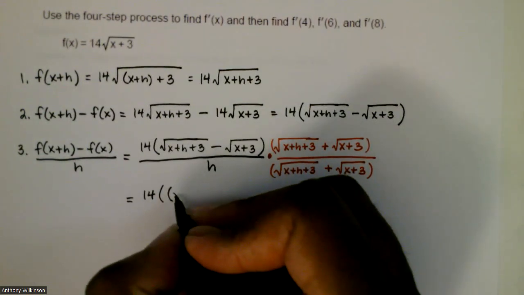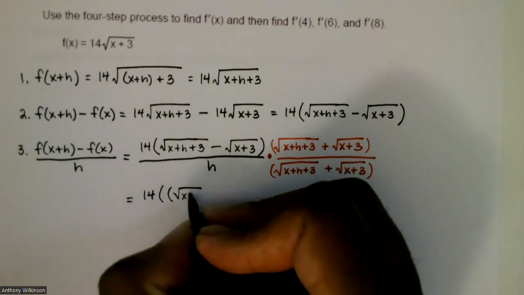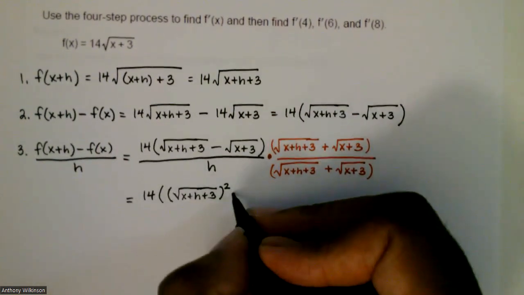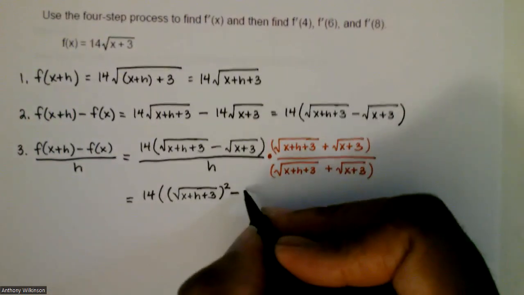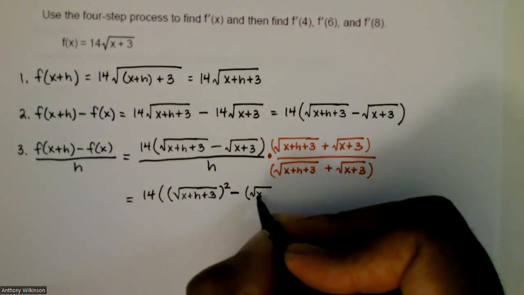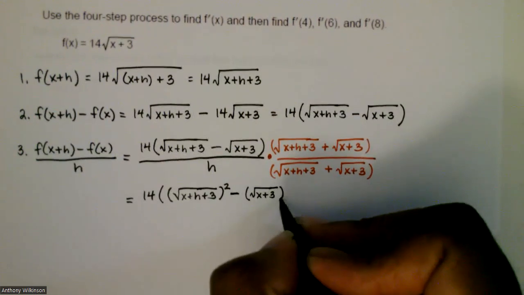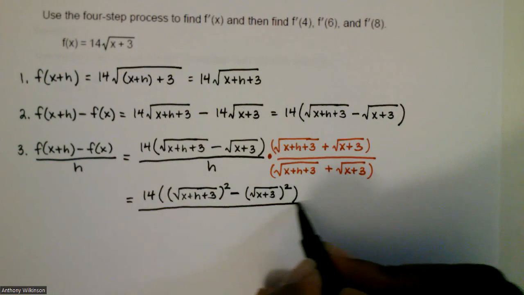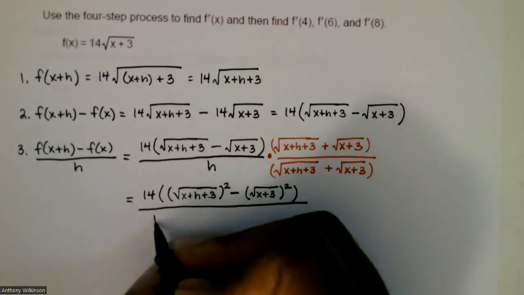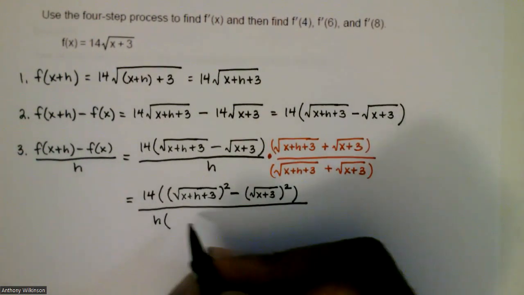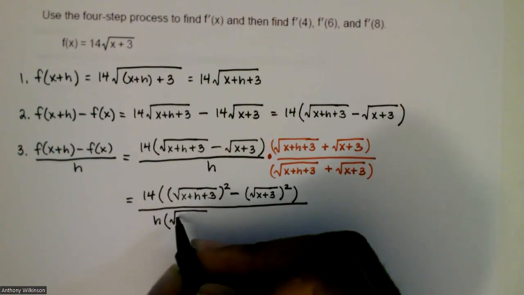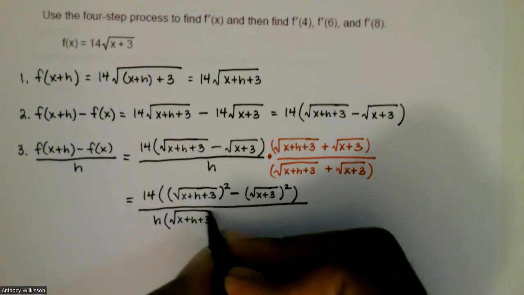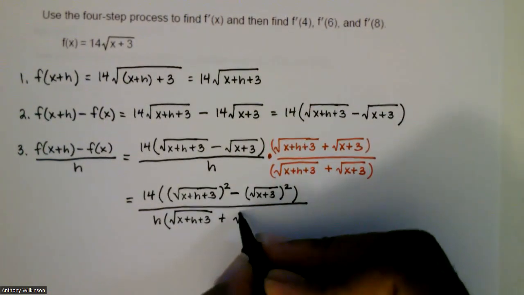Square root of x plus h plus 3, squared, minus the square of the second term, the square root of x plus 3, squared. That whole thing is divided by h times the square root of x plus h plus 3 plus the square root of x plus 3.